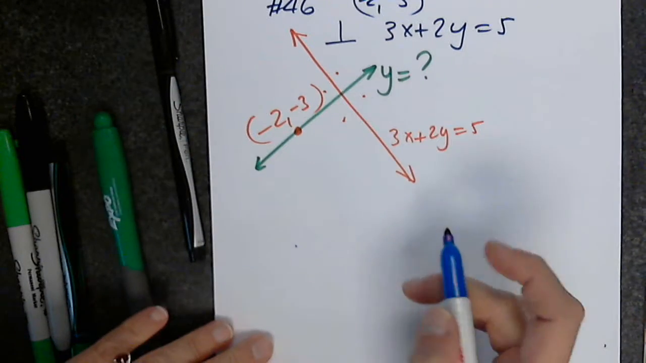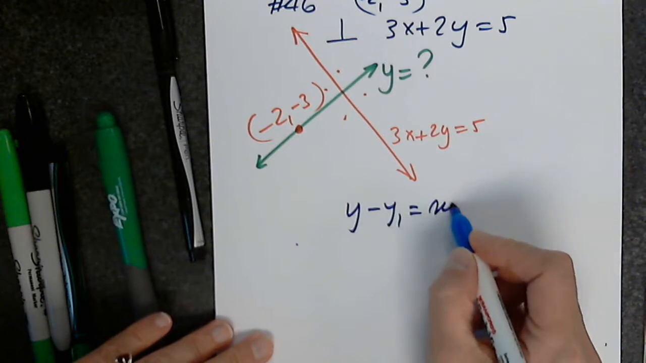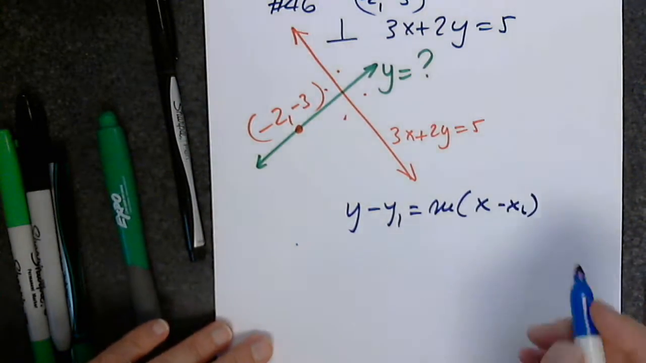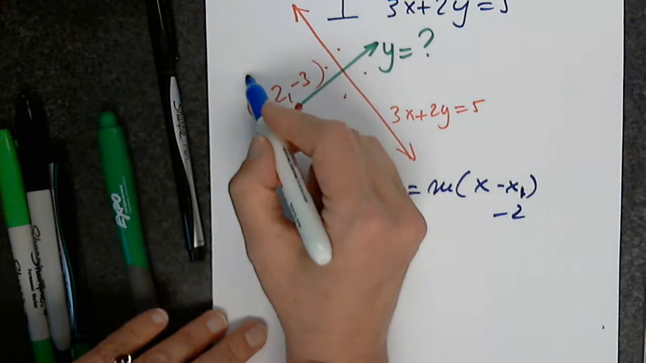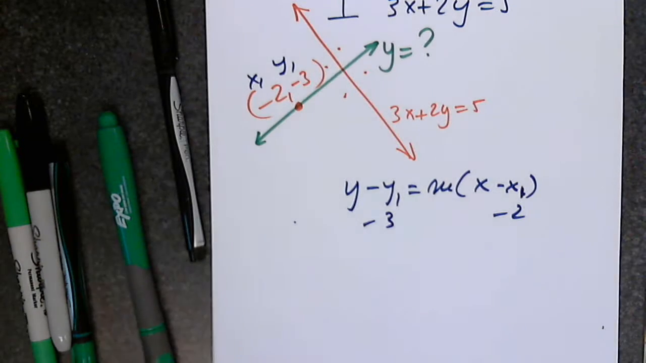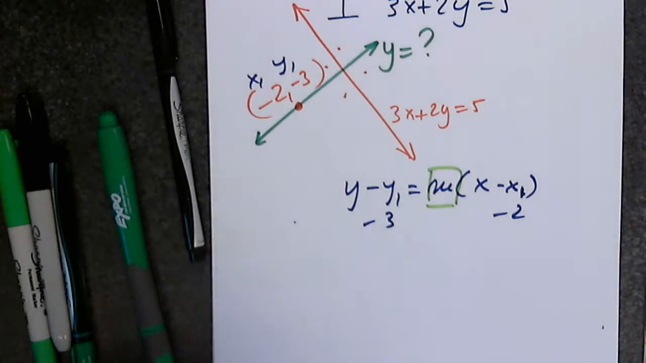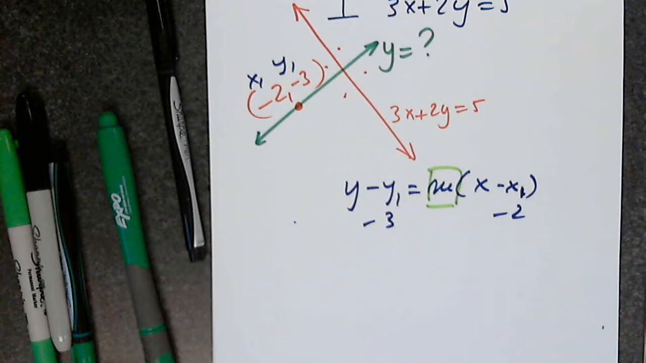Let's write the equation. And then I hope that you can tell me what is missing. I have negative 2, negative 3, which is my x1, y1. Which very important piece I'm missing, without which I cannot find the equation? Exactly. I'm missing the slope. So if I find a way of determining the slope, then I'm done. I'll put it in and just simplify.